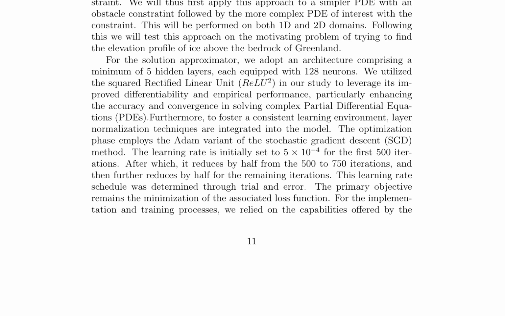The solution approximator architecture consists of a minimum of 5 hidden layers, each with 128 neurons, utilizing the squared rectified linear unit, ReLU2, to leverage its improved differentiability and empirical performance. Layer normalization techniques are integrated to foster a consistent learning environment. The optimization phase employs the Adam variant of stochastic gradient descent, SGD, with a learning rate schedule determined through trial and error, aiming to minimize the associated loss function. The implementation and training processes rely on the capabilities offered by the TensorFlow framework.